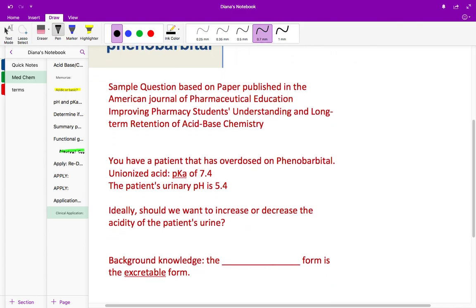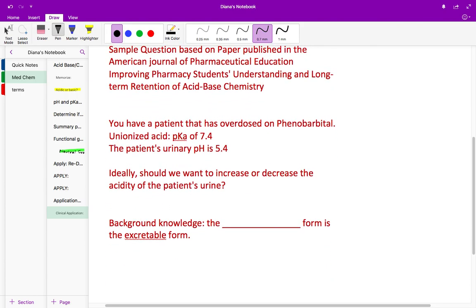So the scenario is that you have a patient that has overdosed on phenobarbital. And we know that phenobarbital is an unionized acid with a pKa of 7.4. The patient's urinary pH is given as 5.4. Ideally, should we want to increase or decrease the acidity of the patient's urine in order to help save this patient?